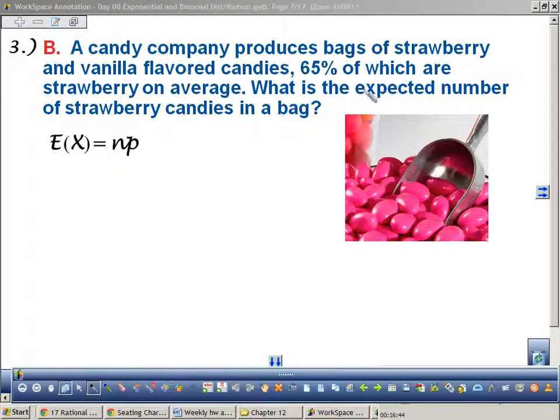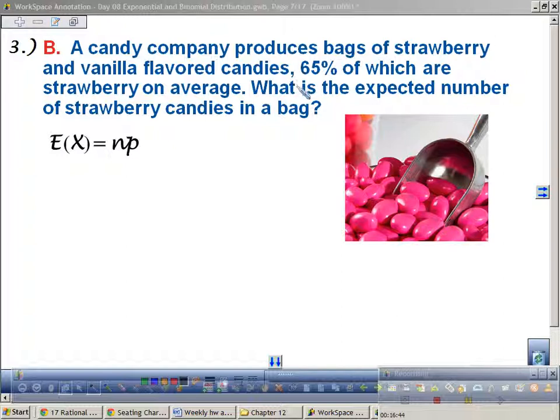All right, so a candy company produces bags of strawberry and vanilla flavored candies. Evan, if you're paying attention, there you go, 3B, because we're still talking about the same thing. So if they told us 65% are going to be strawberry on average, what's the expected number of strawberry candies in a bag? Depends on how many are in the bag. No, 10. 10 are in the bag. It would be 6.5. Expected. We would expect to see them.